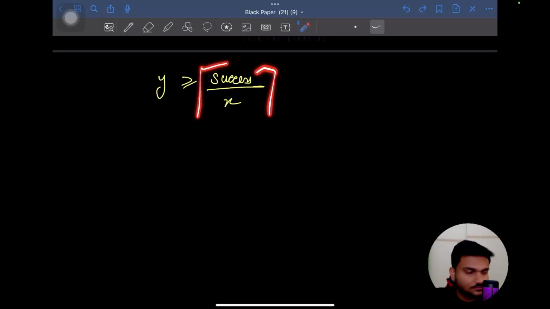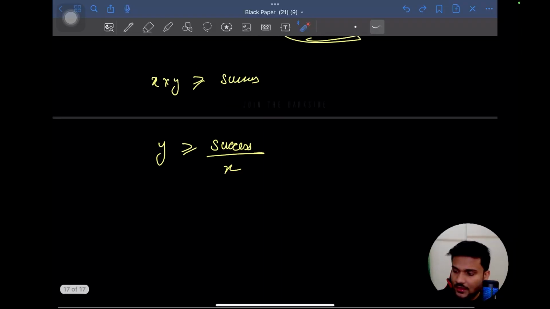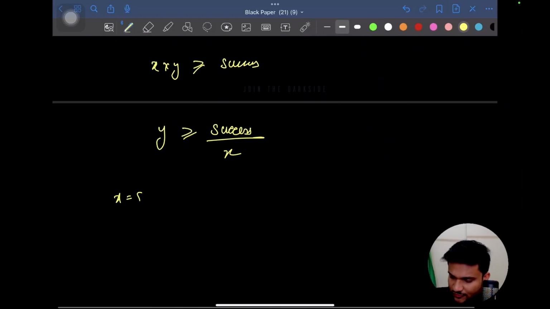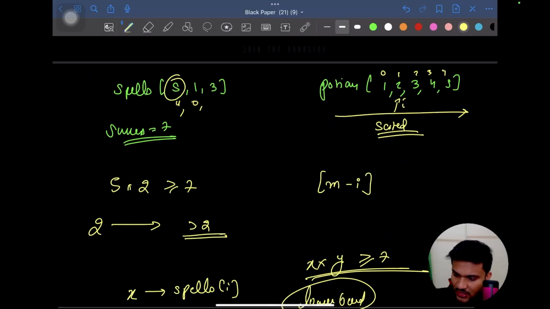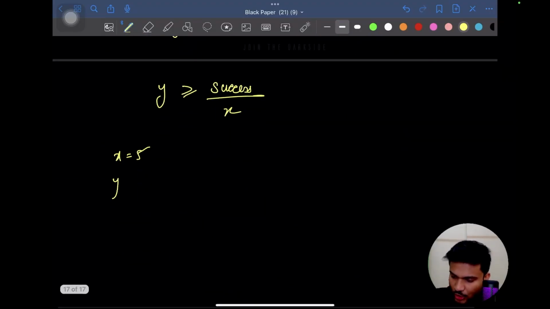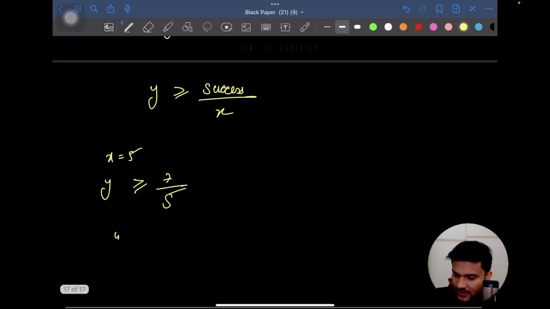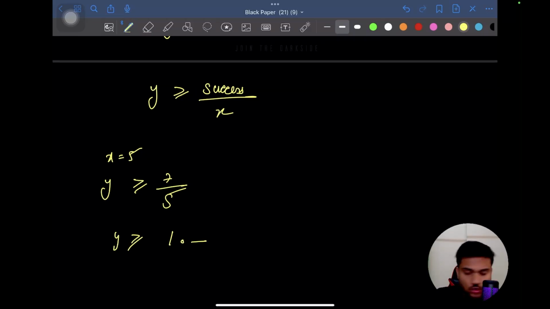For example, let's say x is equals to 5. That means this portion we are picking. We want to find the first y for which we have the value 7 by 5. Okay, what is 7 by 5? 7 by 5 is going to be 1 point something. So what you should pick?